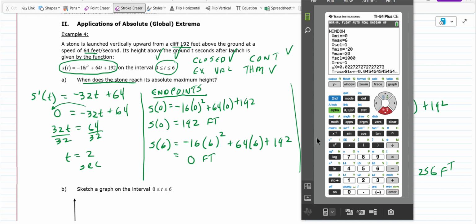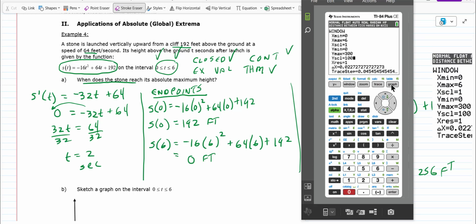Now as far as y, you're going to start with a height of 0. You don't worry about negative heights. How high do I need to make that go? At least 256, right? So I'm just going to go ahead and do 300. So the minimum is 0, then 300, and then you could scale by 100, which would be a good choice. That gives you a nice graph.